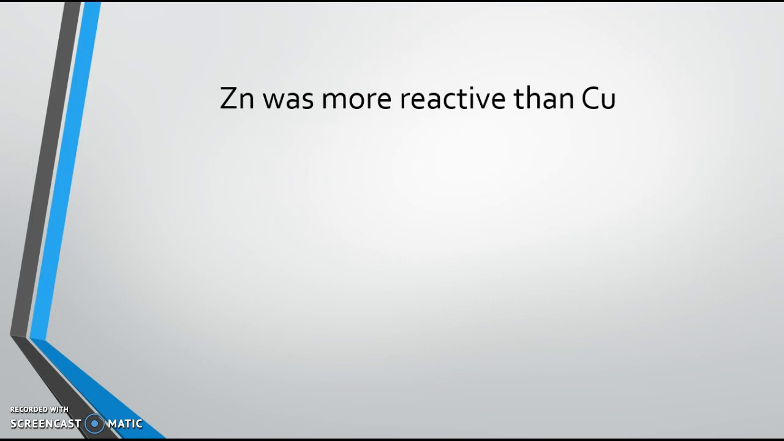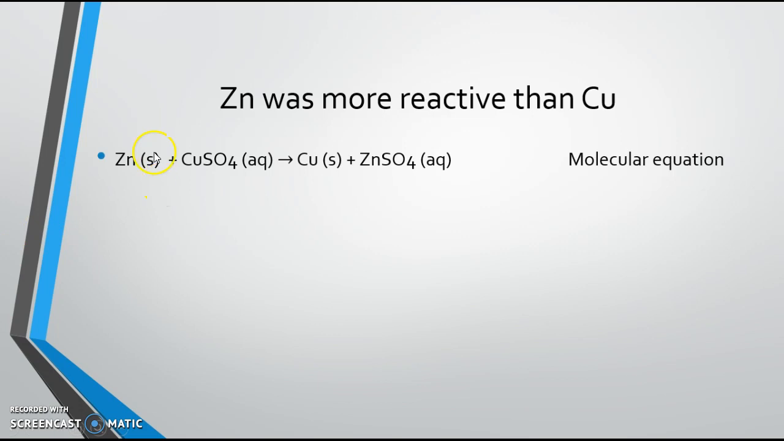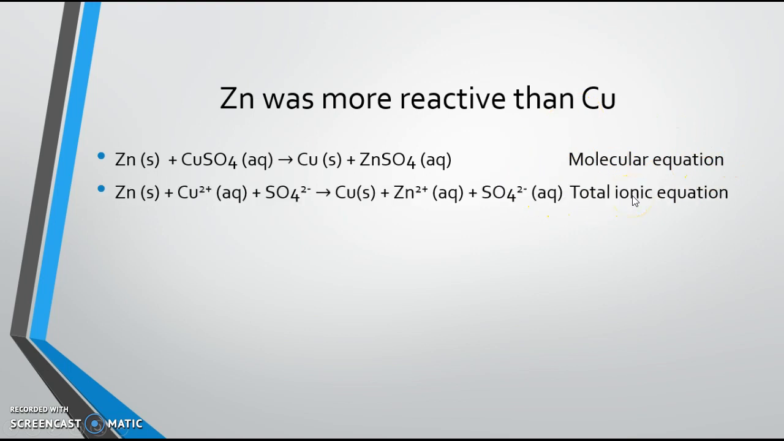So our reaction found out that zinc was in fact more reactive than copper, which means you can put some zinc solid into a solution of copper 2 sulfate, and zinc, since it is more reactive, this reaction will take place and zinc will steal copper's sulfate, and we'll get copper solid and zinc 2 sulfate. And this is called a molecular equation.